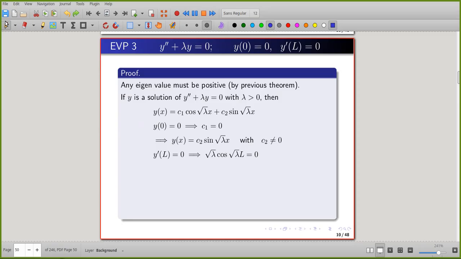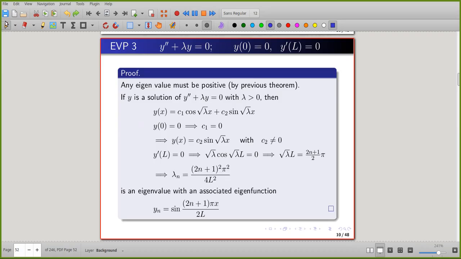It means that we need root lambda times cos of root lambda L to be 0. So this implies root lambda L is equal to (2n plus 1) by 2 times pi. So it is an odd multiple of pi by 2, right? Therefore lambda has to be this thing, it is an eigenvalue, and the associated eigenfunctions are exactly these.